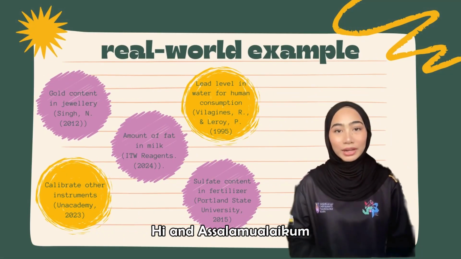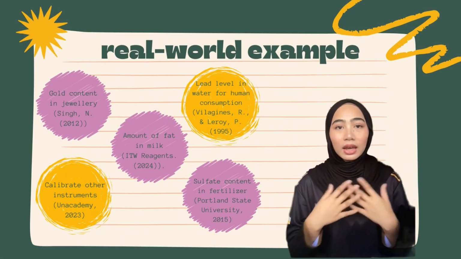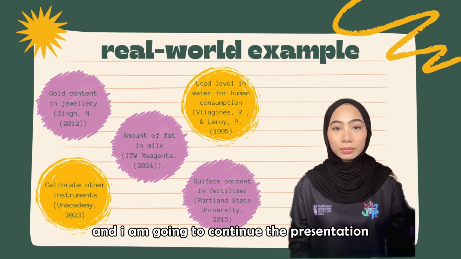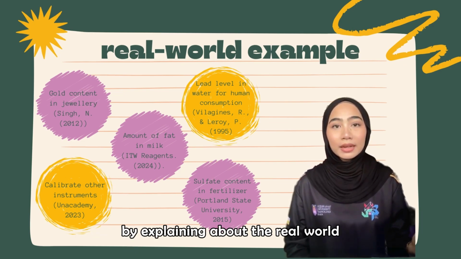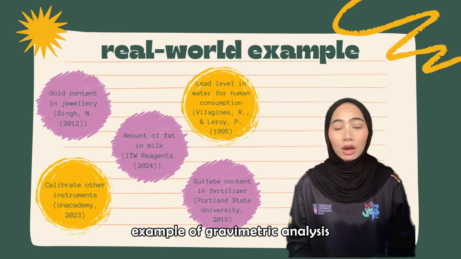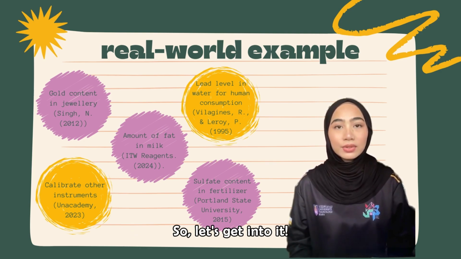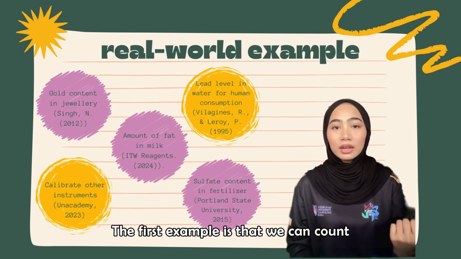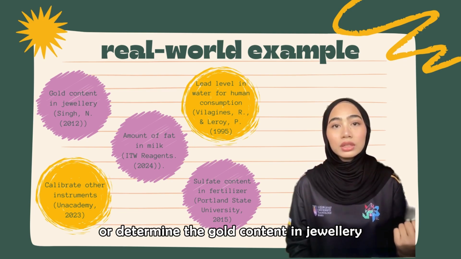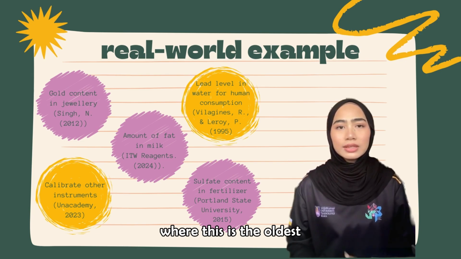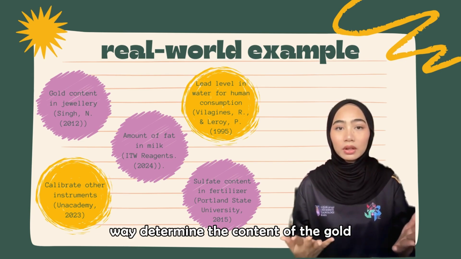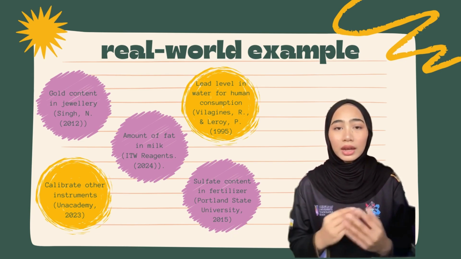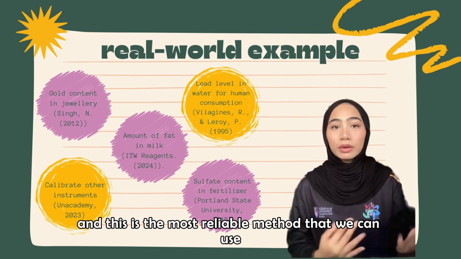Hi and Assalamualaikum. I am DINI MAISARAH and I am going to continue the presentation by explaining about the real-world example of gravimetric analysis. So let's get into it. The first example is that we can determine the gold content in jewelry, where this is the oldest way to determine the content of the gold, and this is the most reliable method that we can use.